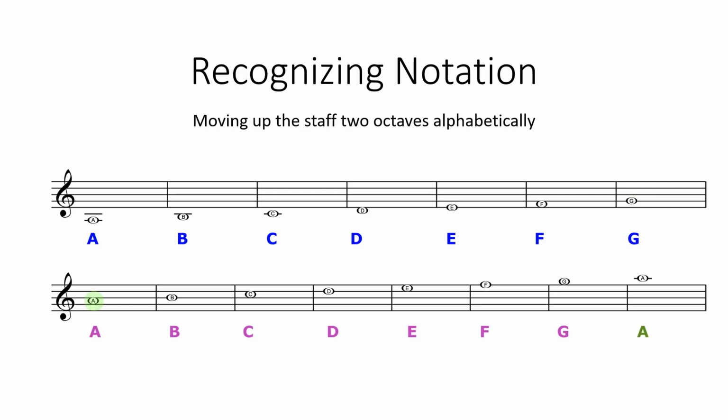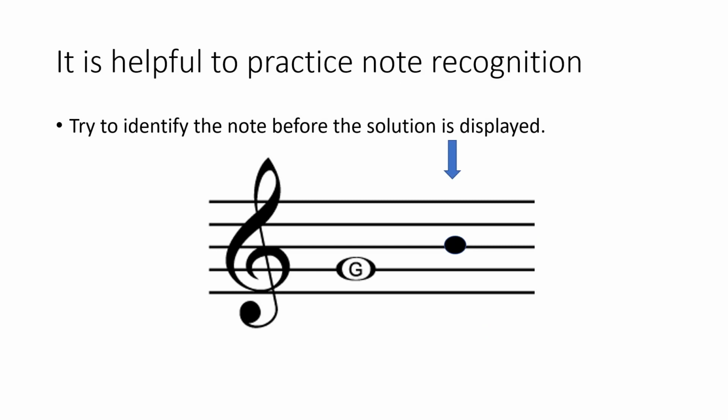A, an octave higher from the first A, is on the second space. Moving up, B on the middle line, C on the third space, D on the fourth line, E on the fourth space, F on the top line, G on the space above the staff, A on the line above the staff. Try to identify the note before the solution is displayed. We'll give you a few moments.